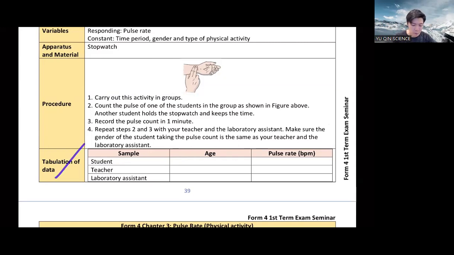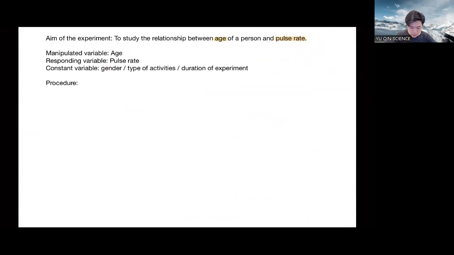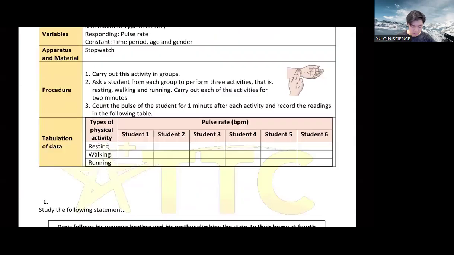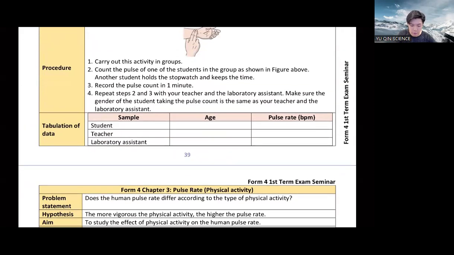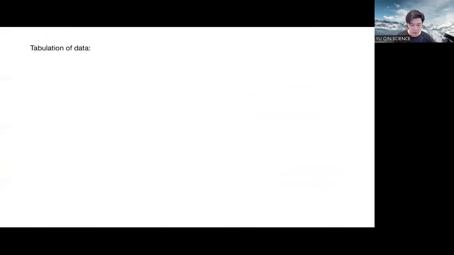Then the last one will be tabulation of data, number 4. Let me skip a bit, you can write later if you want. The table is also here already. Remember the table? You don't need to write the answers, because the marks don't come from the table. The marks come from how you write your manipulated and responding variables correctly.